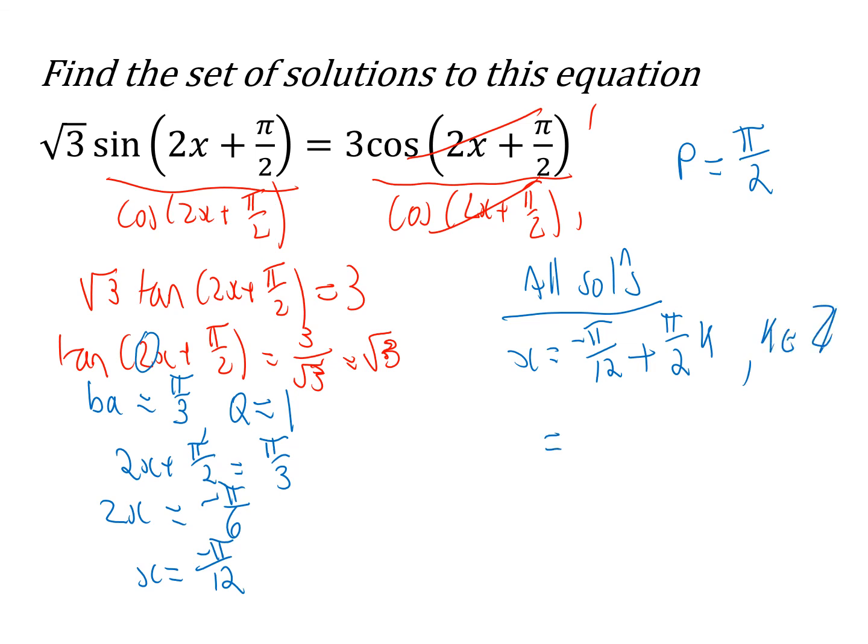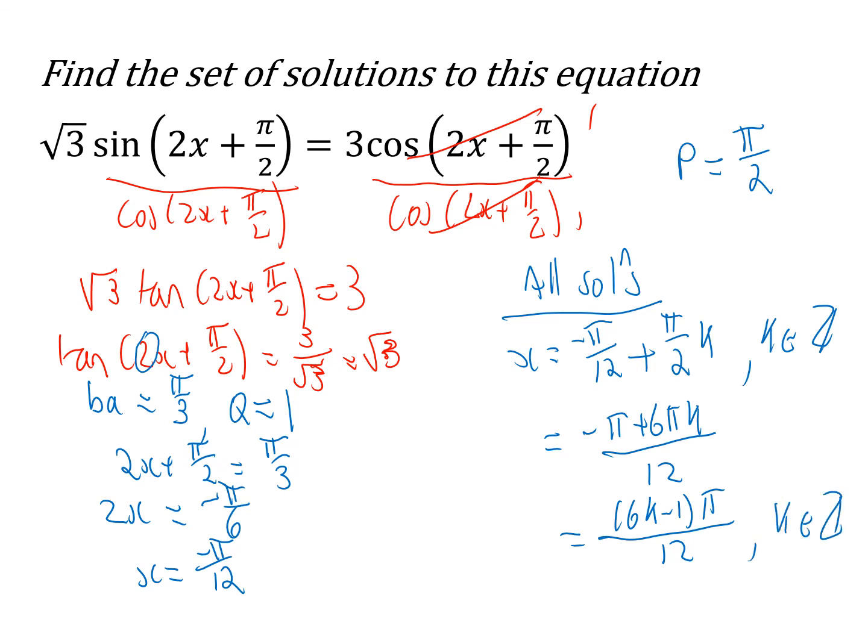Let's now just clean it up because what the hell we can. So it's minus pi plus 6 pi k, all on 12, and just factoring out the pi, so it becomes 6k minus 1 pi, all on 12, where k is a member of the integers. Now, if you had a different expression, just check that it's equivalent to mine, indicating the same infinite string of solutions. Okay, guys, that should take us out for now.